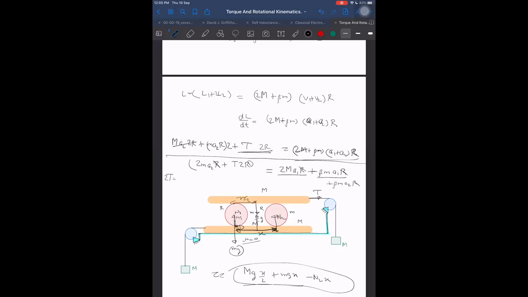So I will take the coefficient of a1 first. What is the coefficient of a1? The coefficient of a1 is coming out to be 2m plus beta m. What is the coefficient of a2? The coefficient of a2 is coming out to be beta m minus 2m. Small m only. This is our 2T.